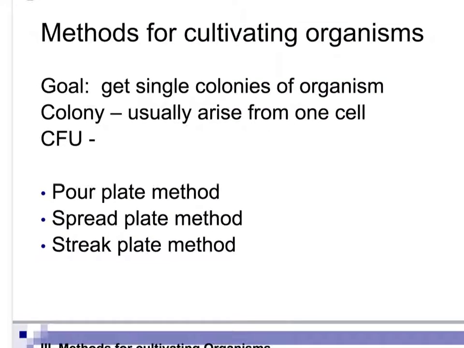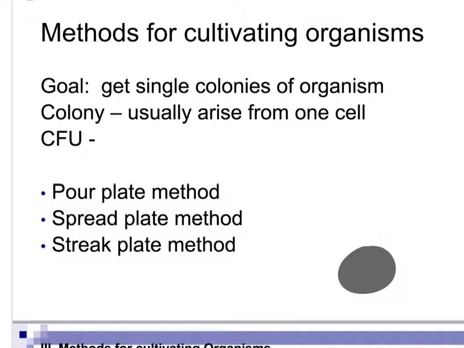Now, methods for cultivating organisms. When we're growing organisms, most of the time our goal is just to get one colony of an organism. So we want single colonies. And the reason we want these is because one colony comes from one cell. So a colony should be copies of the cells, so it should be clones of them. They should all be exactly the same.